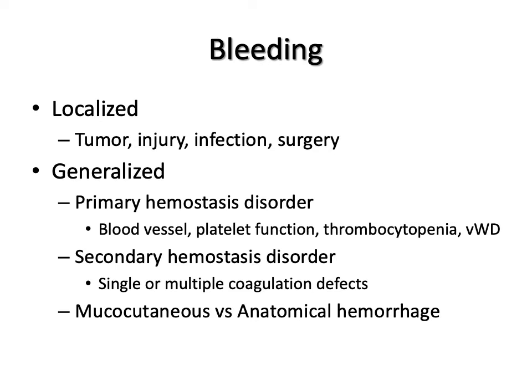Primary hemostasis disorders include blood vessel anomalies, abnormal platelet function, thrombocytopenia, and von Willebrand disease. Secondary hemostasis disorders include either single or multiple coagulation defects. Mucocutaneous hemorrhage occurs in the skin or mucous membranes, whereas anatomical hemorrhage occurs in the soft tissues. Mucocutaneous hemorrhage is usually due to lack of platelets, defective platelets, von Willebrand factor deficiency or defect, or vascular defects, as impairment of primary hemostasis.